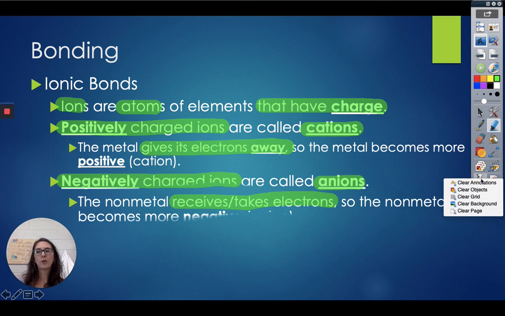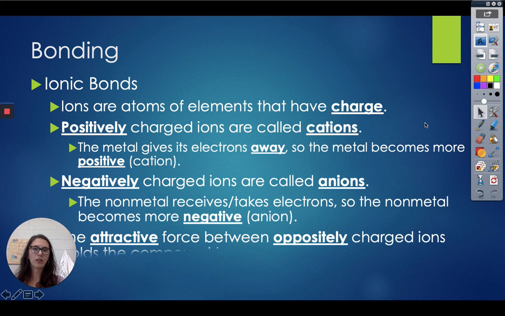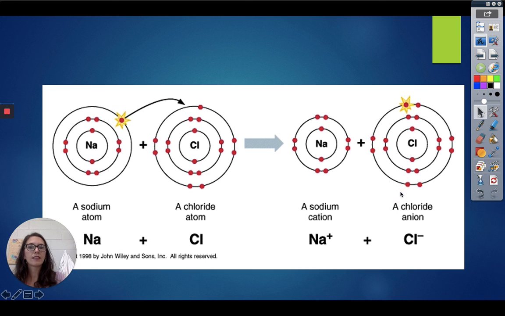Okay, so that's ionic bonds. All about transfer between a metal and a nonmetal, and one atom is giving electrons away, the other is taking electrons, and so they become positively and negatively charged, and that is what attracts them to each other. Now, the next type of bond is what we call a covalent bond. Oh, sorry, last thing. The attractive force between the oppositely charged ions is what holds them together. Okay, so this picture just shows an ionic bond.